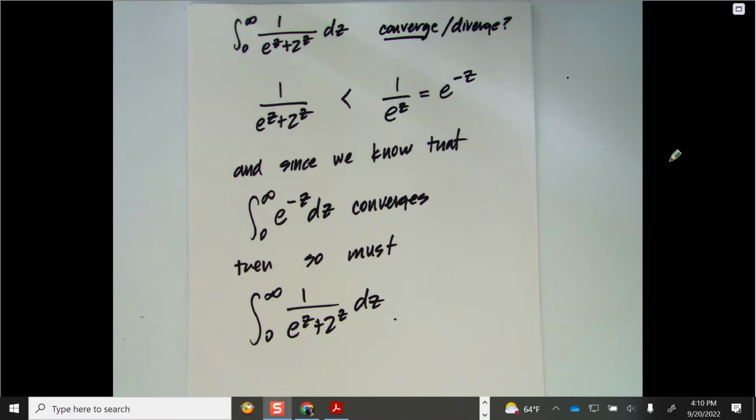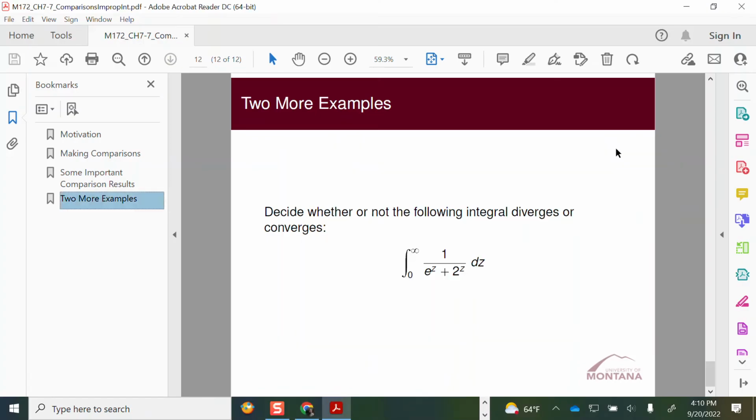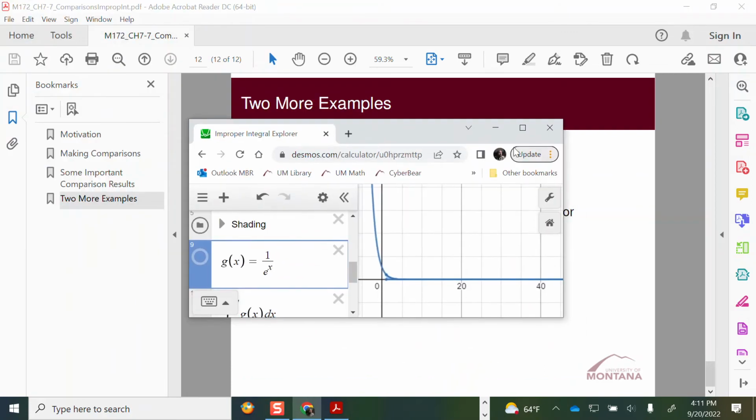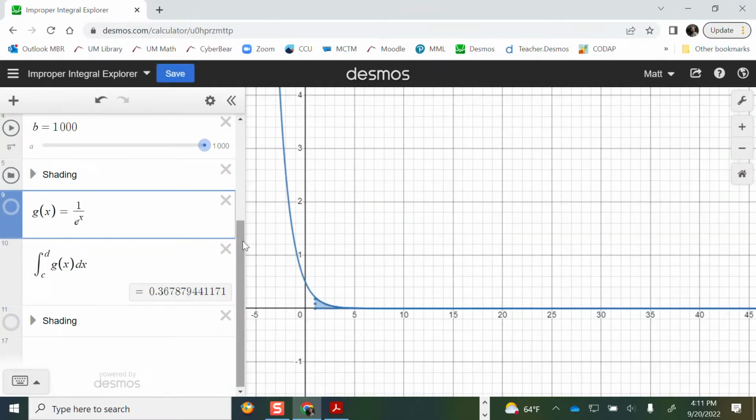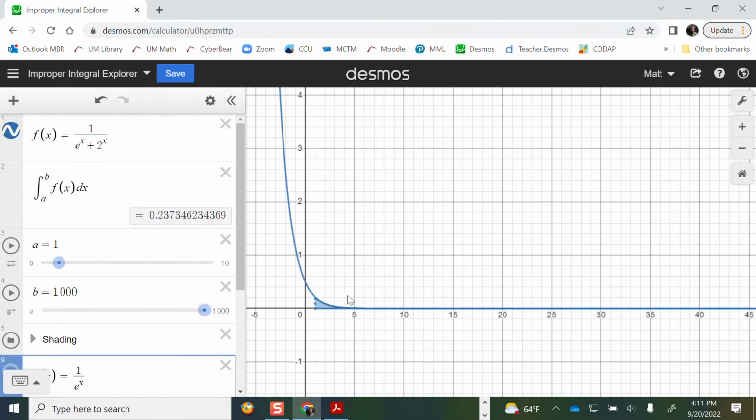Let's take a quick look to see if Desmos also confirms our mathematics. So I'll pull down my Desmos here. Okay, so here's a picture of the integral we're trying to obtain. So it's 1 over e to the x plus 2 to the x, integrated with limits of integration from 0 to infinity.